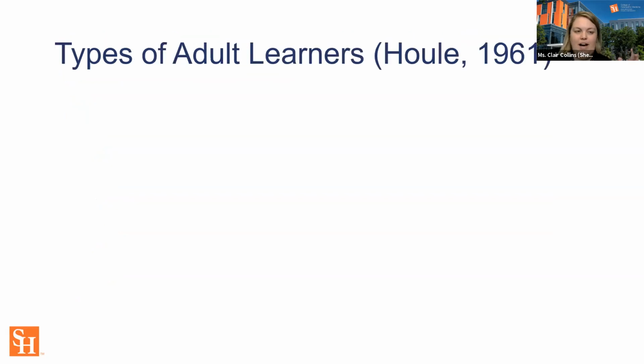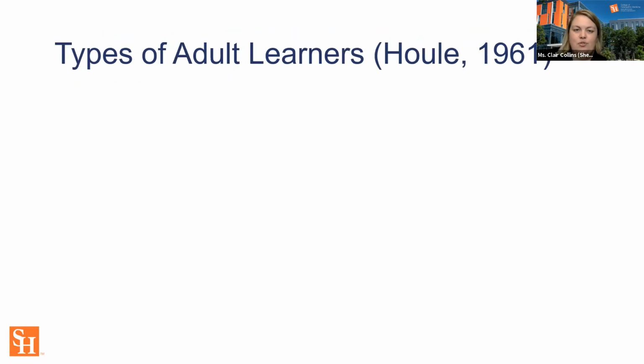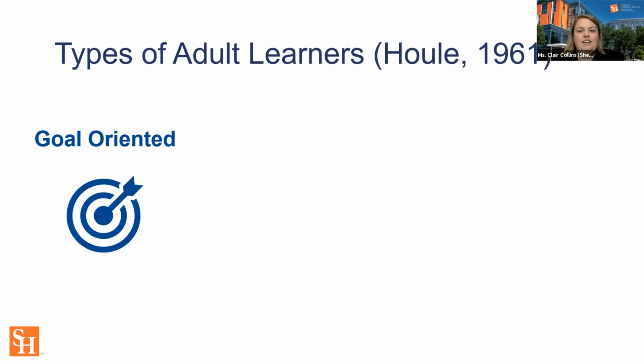So we've covered what our key assumptions are. Let's talk a little bit about types of adult learners. There are 3 types of adult learners. There are goal-oriented adult learners, and really, truly, this is students whose education is used to accomplish really clear-cut objectives. If you think about people who really have their blinders on and they are just trying to get something done, that's a goal-oriented learner.